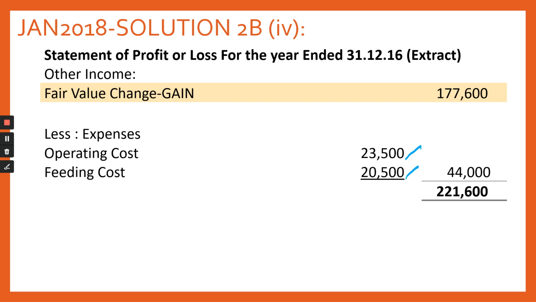So the total here, right? 177,600. That one is the total for the fair value change. If you are asked to prepare SOPL, this one will have to be deducted. And if you talk about the income from sheep farming, that one would be 177,600 minus 44,000. Okay, this is not the figure. You need to go and work out what is this figure yourself.